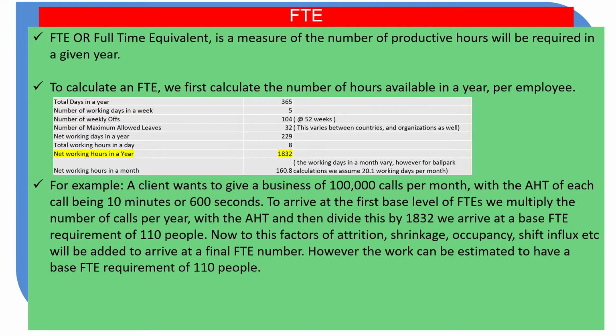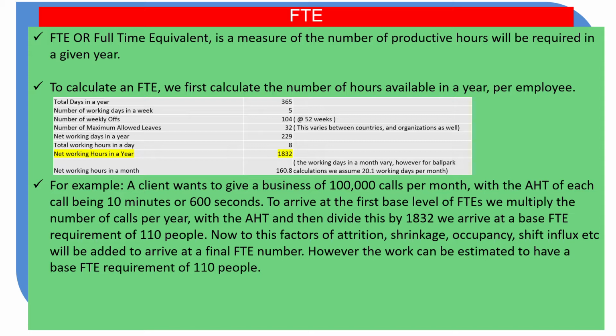FTE, or full-time equivalent, is a measure of the number of productive hours that will be required in a given year. To calculate an FTE, we first calculate the number of hours available in a year, per employee. The total number of days in a year is equal to 365. The total number of weekly offs is 104.